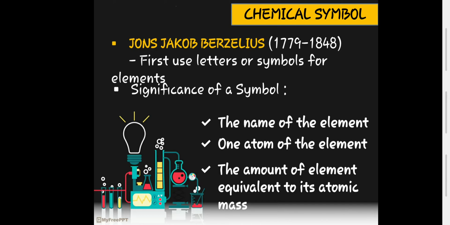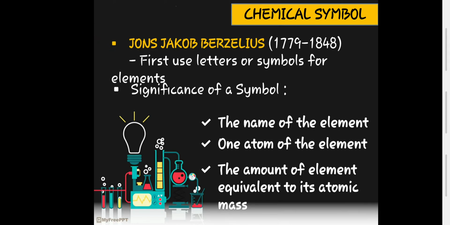Let's take a look at a short history of the chemical symbol. John Jacob Berzelius is the one who used letters or symbols for elements. According to him, having a symbol is significant because it represents the name of an element, one atom of an element, and the amount of the element equivalent to its atomic mass.